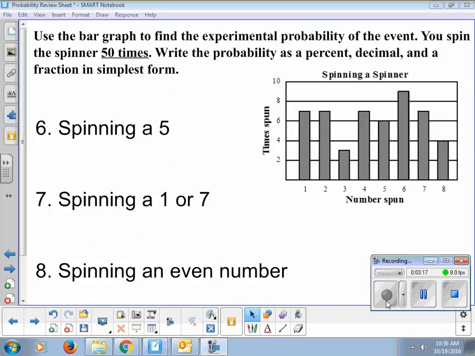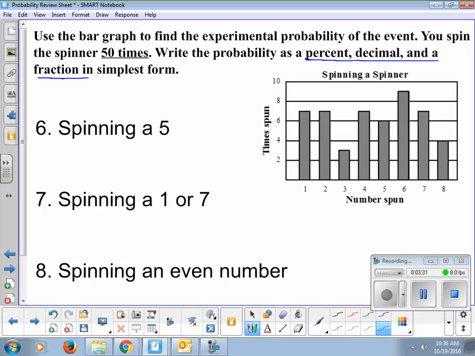Okay, for our next question, they want you to use the bar graph to find the experimental probability of the event. You spun the spinner 50 times. Write the probability as a percent, decimal, and a fraction in simplest form. So this time you need to make sure your answer is expressed in all 3. This chart tells you how many times each number was spun.